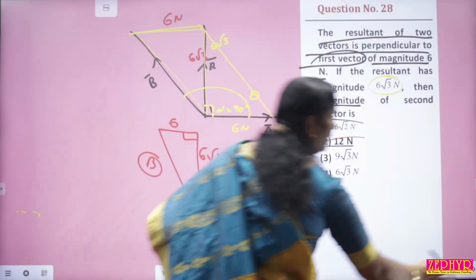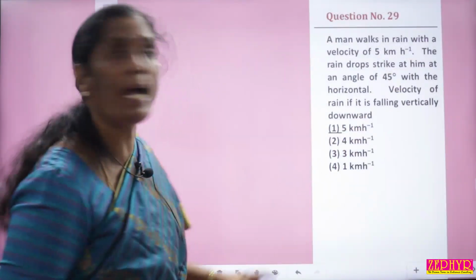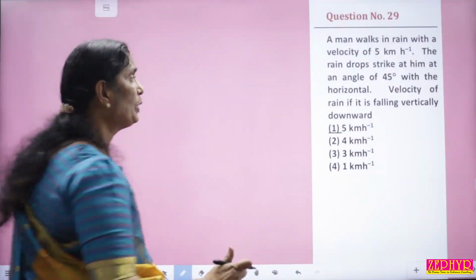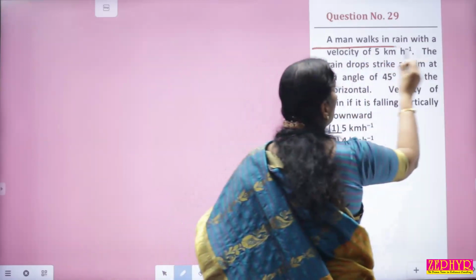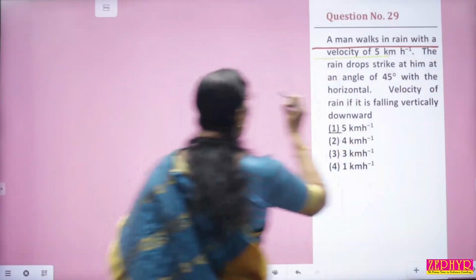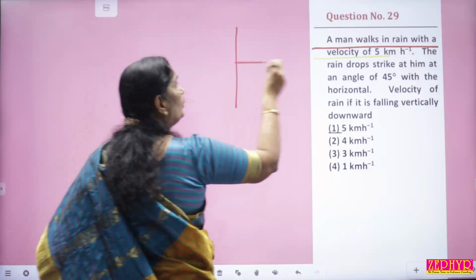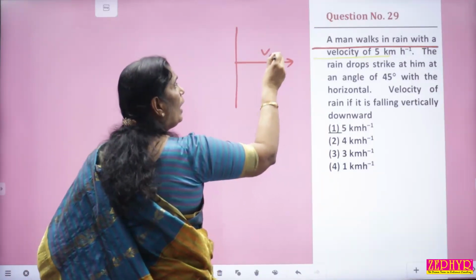Next one is again a vector question. Be careful. Come on. Always read the question. A man walks in rain with a velocity. Okay, so this is only a rough sketch. The person is moving. Generally, persons will move in the horizontal way.